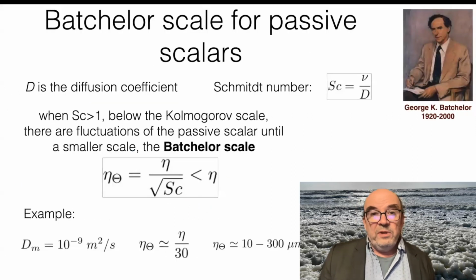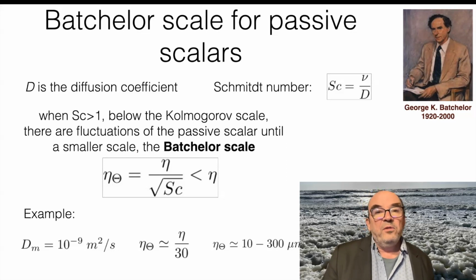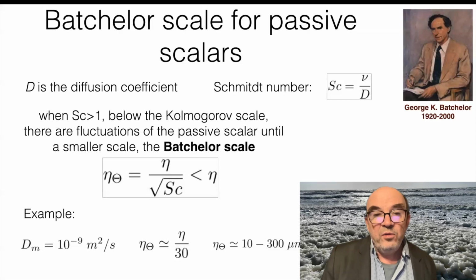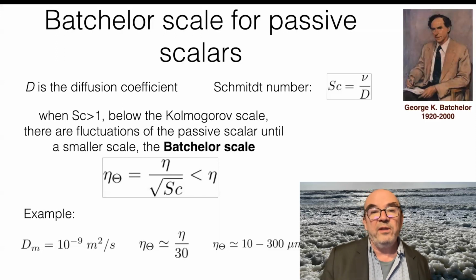A last point, which is also important in our application, is the concept of the Batchelor scale, which was proposed by George Batchelor. The idea is that for a scalar which is advected by the flow, there is another important scale. You can construct it by using the diffusion coefficient D, and by considering the ratio of the viscosity to D, which is called the Schmidt number. When this number is larger than 1, we have a new scale, now called the Batchelor scale, which is the Kolmogorov scale divided by the square root of the Schmidt number.